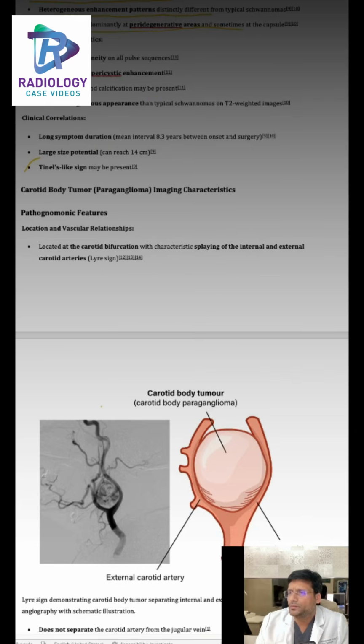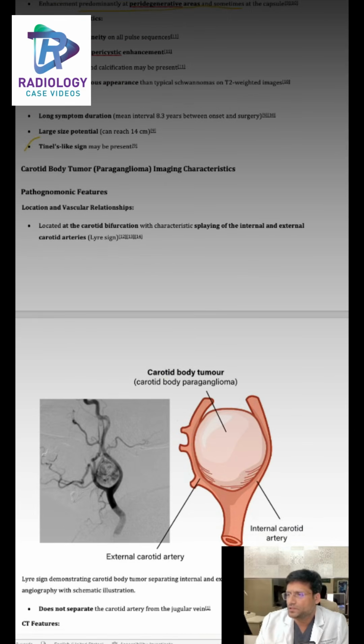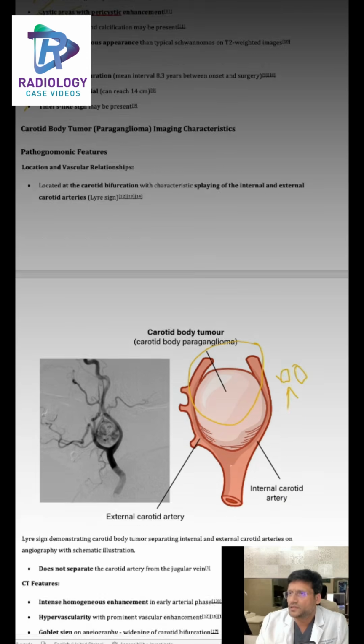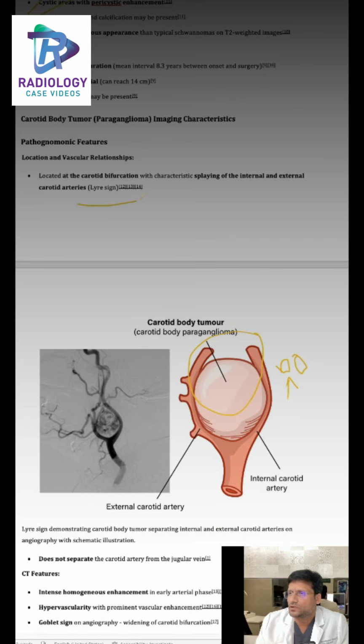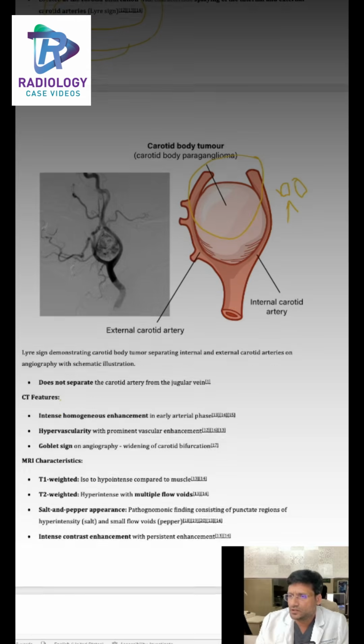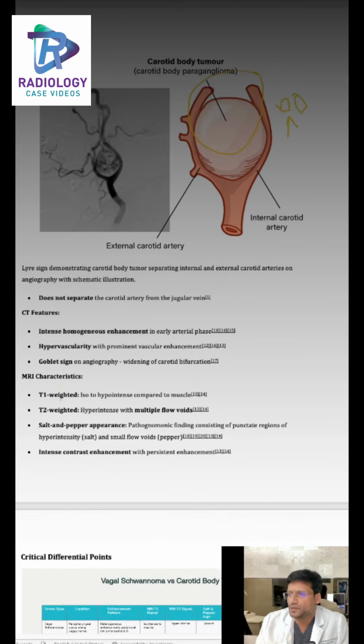Unlike carotid body tumor, where you'll see this typical splaying appearance. In our case, if you would have seen, it was more of an anterior displacement of carotid vessels rather than a splaying, which is very classically seen in paraganglioma, also called the lyre sign. In our case, the jugular vein was compressed and it was separately visualized.